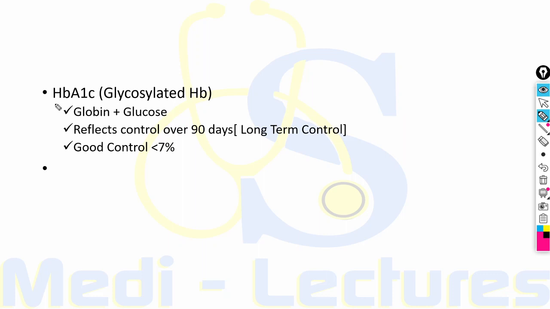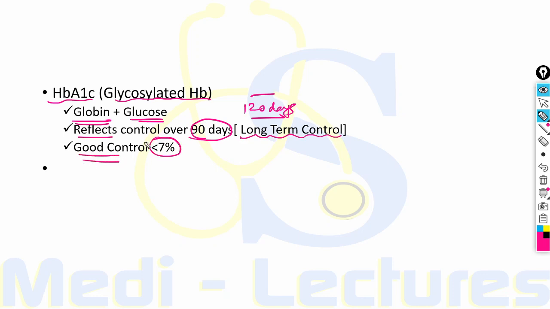Now when we consider HbA1c or glycosylated hemoglobin, it is the glucose which has bound to the globin part of hemoglobin. It reflects the control over 90 days. Since the RBC lifespan is around 120 days, it is giving the control of over 3 months. That is long-term control of diabetes. Good control is said when the HbA1c is less than 7%.